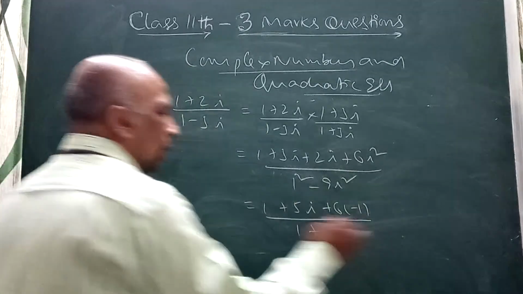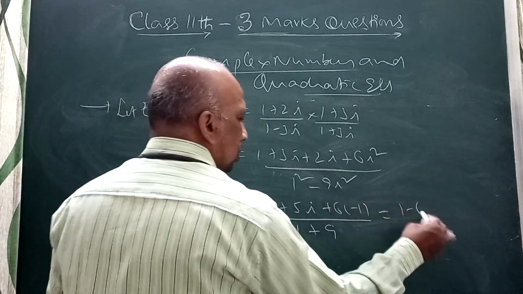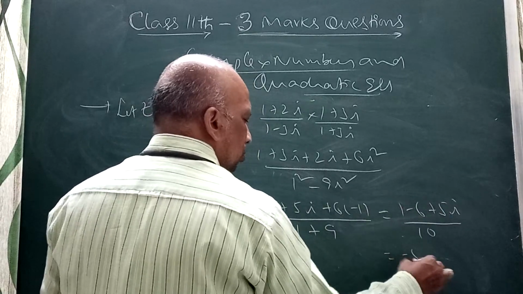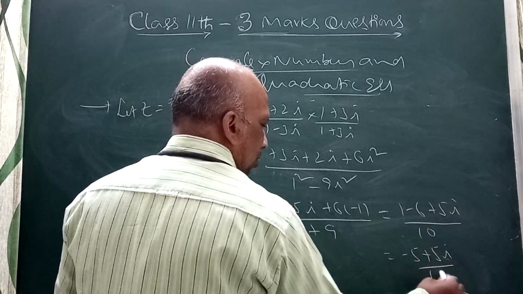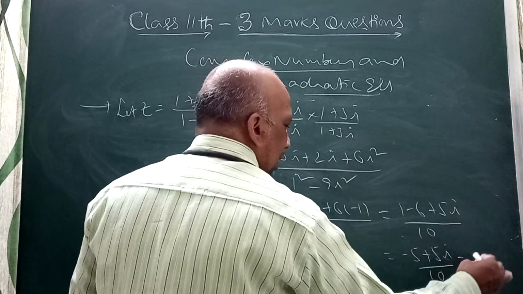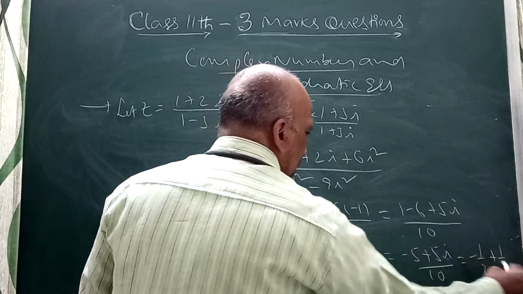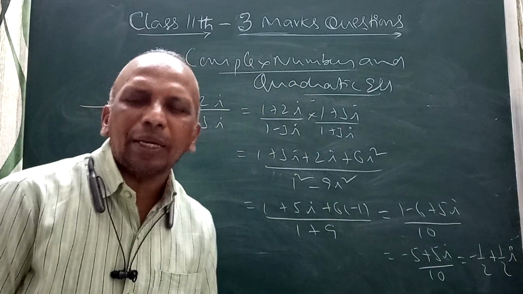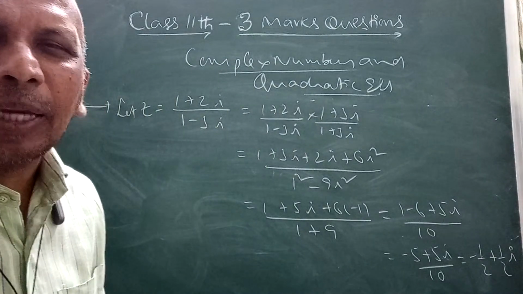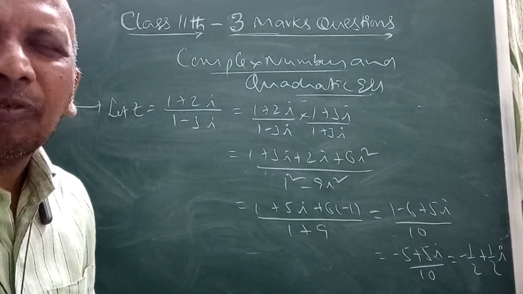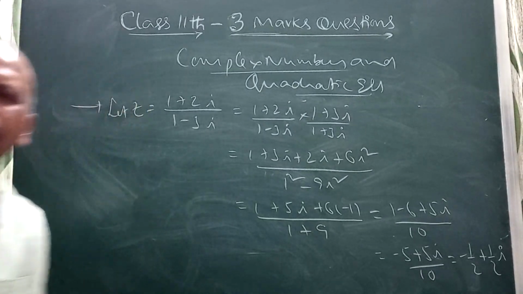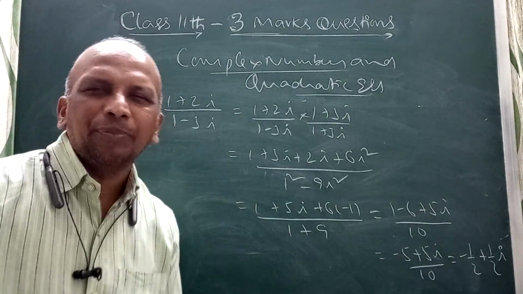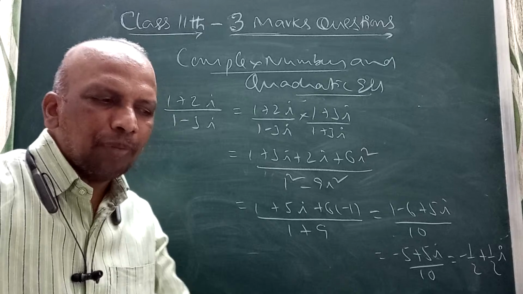So I can write this as 1 minus 6 plus 5i by 10, which is minus 5 plus 5i by 10. If we split this, I can write minus 1 by 2 plus 1 by 2 into i, in the form of a plus ib. So that will be the simplified form, minus 1 by 2 plus 1 by 2 into i. This way I can simplify.